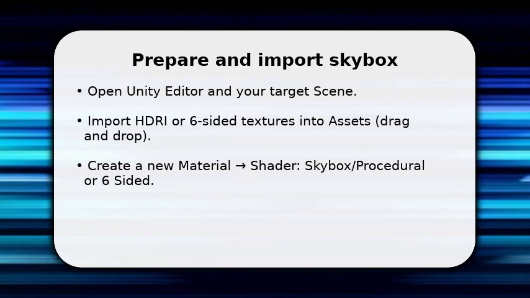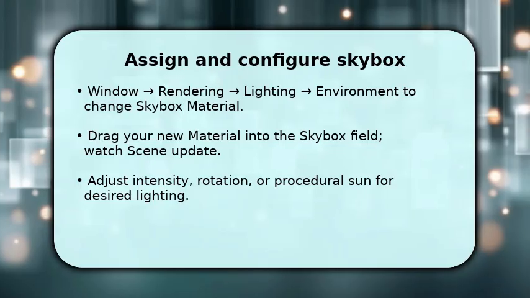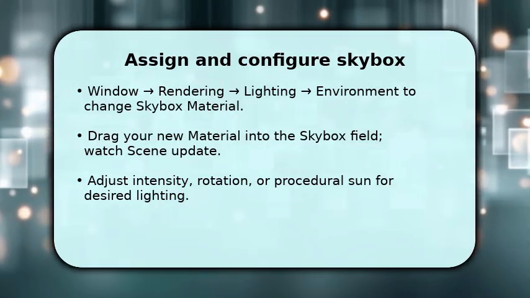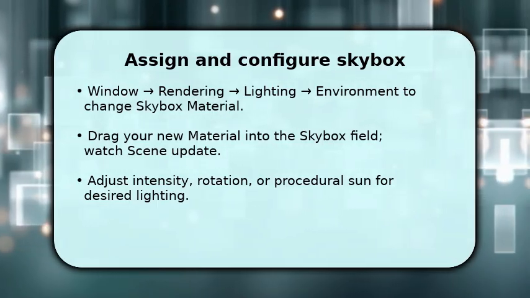With your skybox material ready, open Lighting Environment and replace the skybox material field by dragging your material into it. You'll see the scene update. If nothing changes, make sure scene lighting is set to auto.